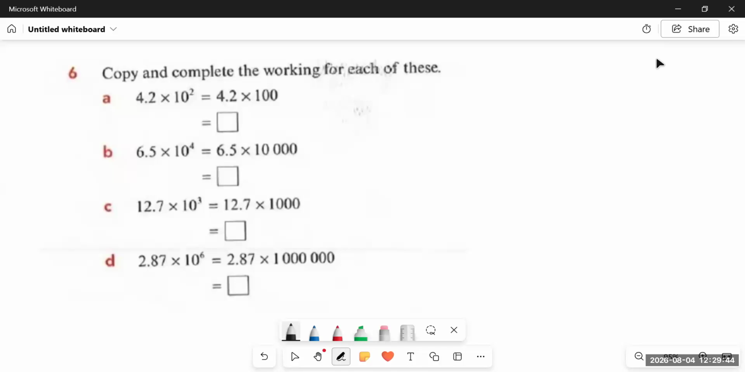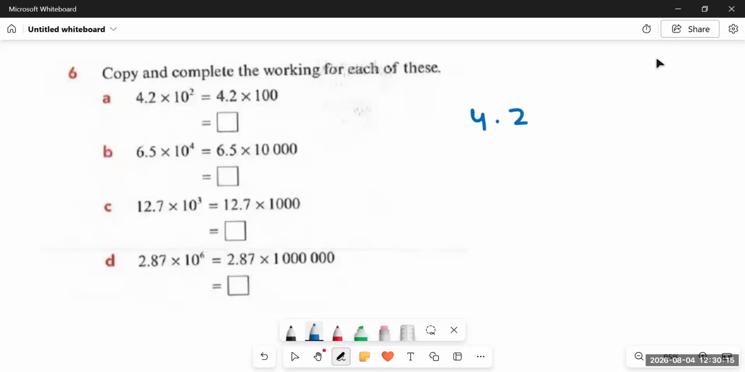Now in question number 6, we are having some questions in which it says copy and complete the working for each of these. So here we have 4.2 multiplied by 10 power 2, 6.5 multiplied by 10 power 4. This time we are not having whole numbers, we are having decimal numbers, but we have to do the same thing, okay? So 4.2 multiplied by 10 power 2 is 4.2 multiplied by 100, and we have already learned how to multiply decimals with the multiples of 10.